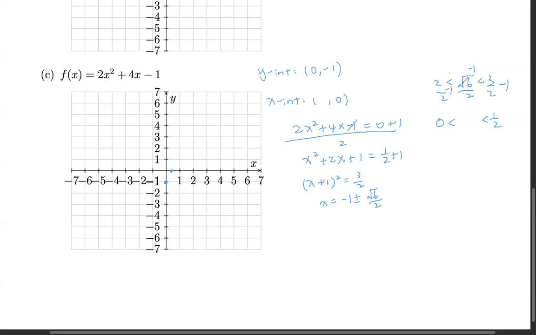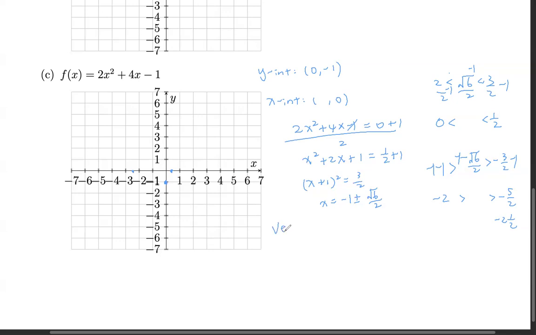Then the second intercept is, because it's negative, negative square root of 6 over 2. That has to be greater than -3 over 2, less than -1. Then we -1, -1, -1. That's in between -2 and -5 over 2, or -2.5. So in between -2 and -2.5, so somewhere here.